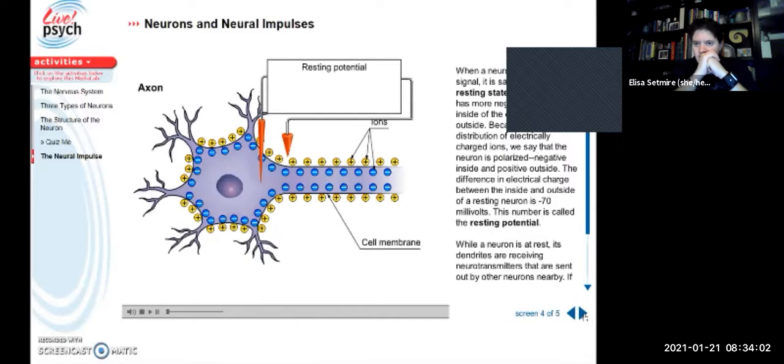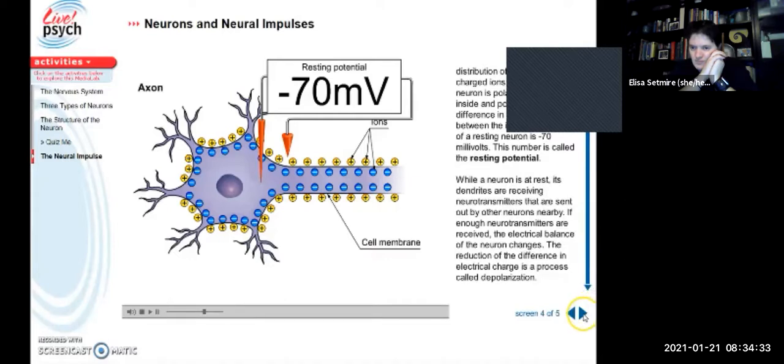When a neuron is not sending a signal, it is said to be in a resting state. A resting neuron has more negative ions on the inside of the cell than on the outside. Because of this unequal distribution of electrically charged ions, we say that the neuron is polarized, negative inside and positive outside. The difference in electrical charge between the inside and outside of a resting neuron is negative 70 millivolts. This number is called the resting potential.